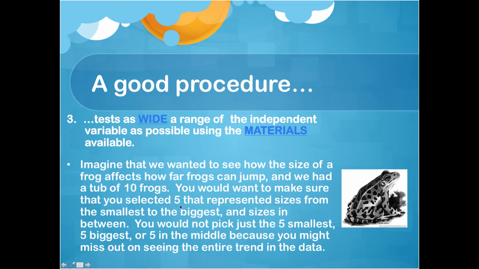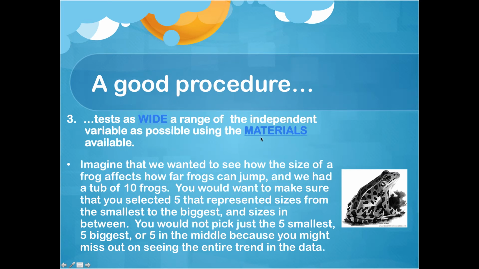But those 5 frogs that I choose, I don't want to choose 5 frogs that are about the same. I want to choose a frog that's maybe the smallest one in the bucket. And then maybe I find the one that's the biggest in the bucket. And then maybe I choose 3 more that are kind of a range in between. If I just pick the 5 smallest, I'm not really changing my independent variable 5 times. Or if I just pick the 5 biggest or the 5 middle. Because again, I want to see that pattern. So the important thing is, did I test as wide a range as possible with the materials that I had?